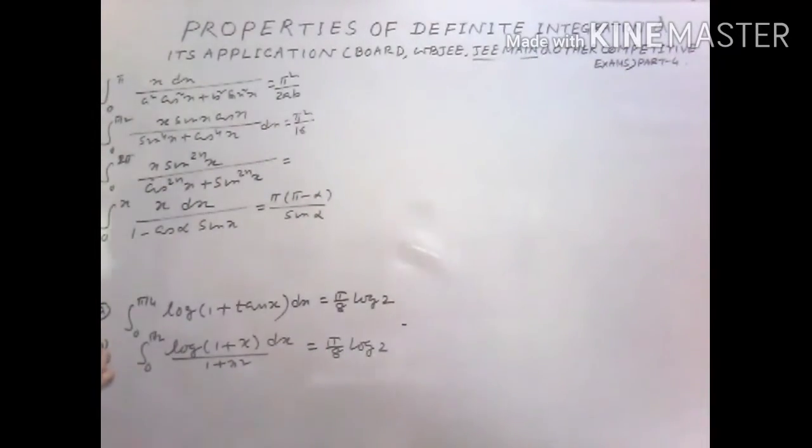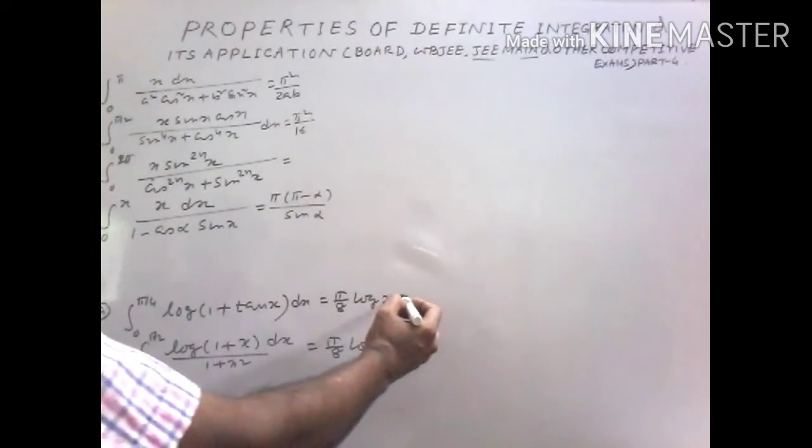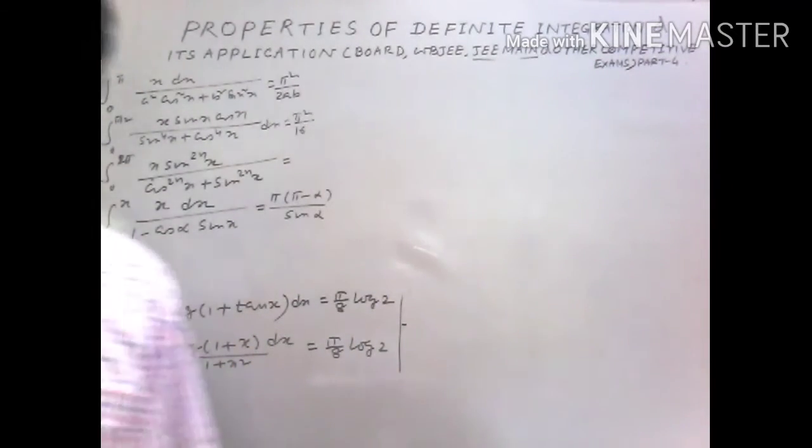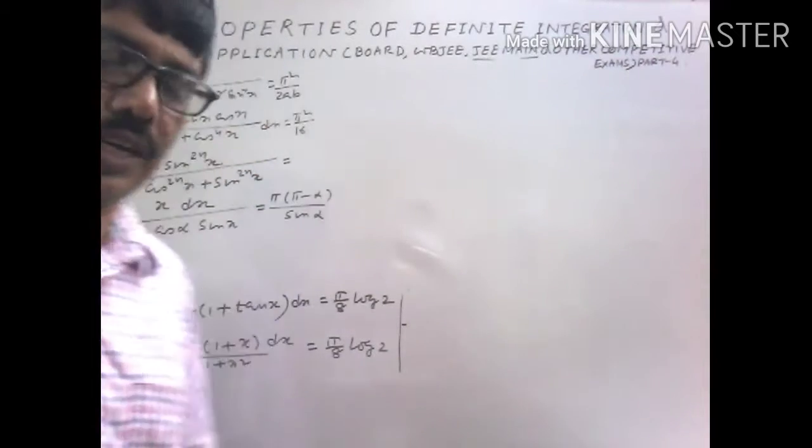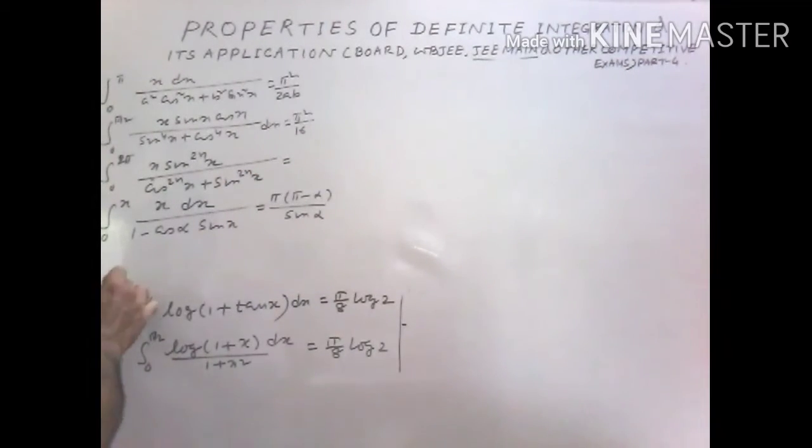Now look, consider problem number 2. Integral 0 to pi by 4 log 1 plus tan x dx equals pi by 8 log 2, and integral 0 to pi by 2 log 1 plus x dx by 1 plus x square equals pi by 8 log 2. So here you have to replace x by pi by 4 minus x, and in the second one, if you put x equals to tan theta, then the two problems will be identical. So this is a simple problem. You can consult any standard book.